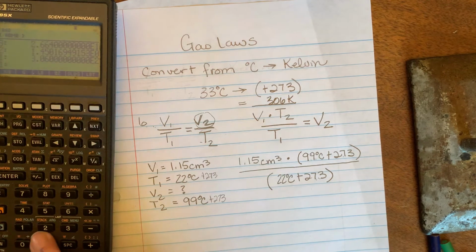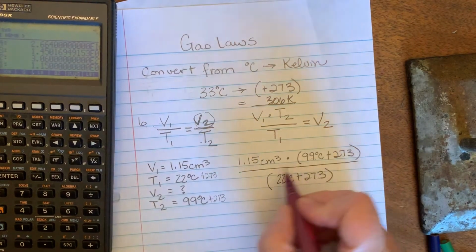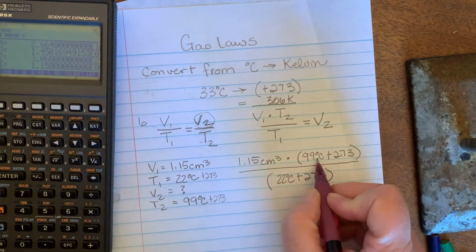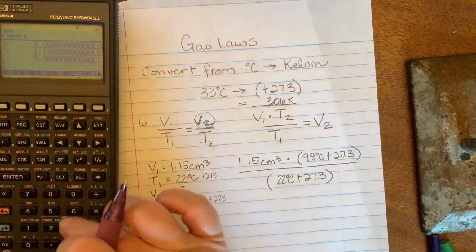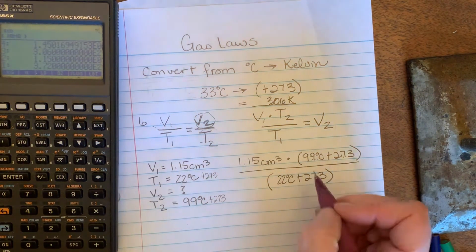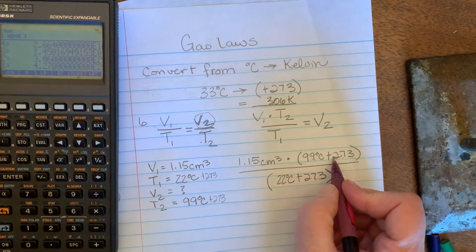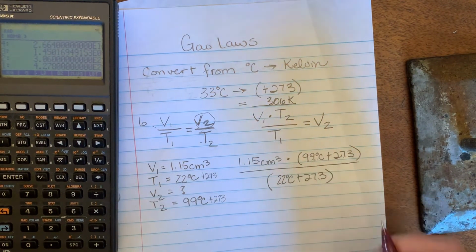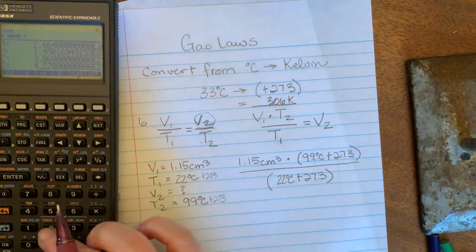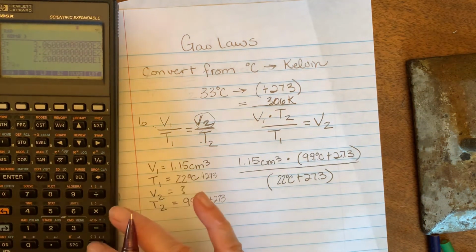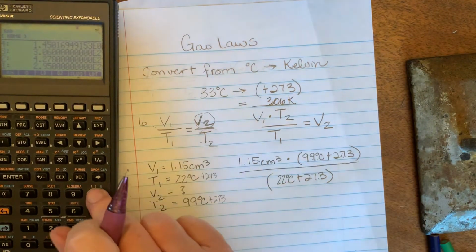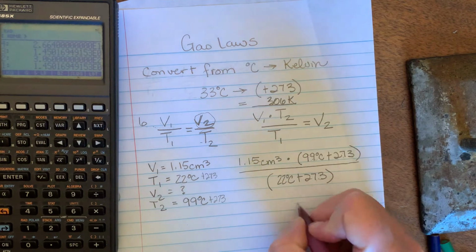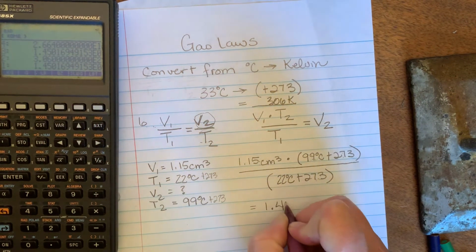I've got 1.15. I'm going to add these, and I'm going to save that 1.15 off to the side, and I'm going to add these two together, which is 99 and 273. And so now I can multiply this 115 by that number there. And then I'm going to take my 22 and add it to the 273 and then divide the top by the bottom. And so I get 1.45.